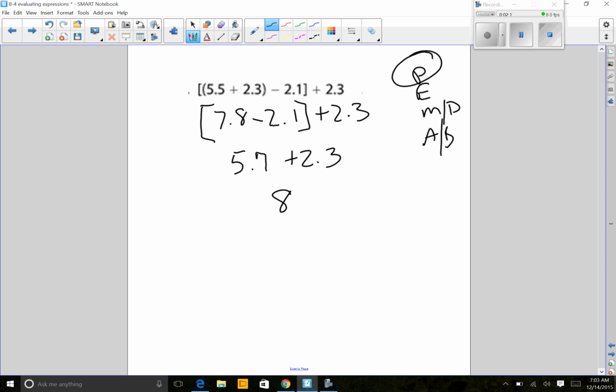So that's how you solve that. When you have brackets and parentheses, you do the stuff in parentheses first, and then you work your way out. You could have multiple parentheses inside something. You could have multiple brackets. You always start in the smallest part and then work your way out. Okay.